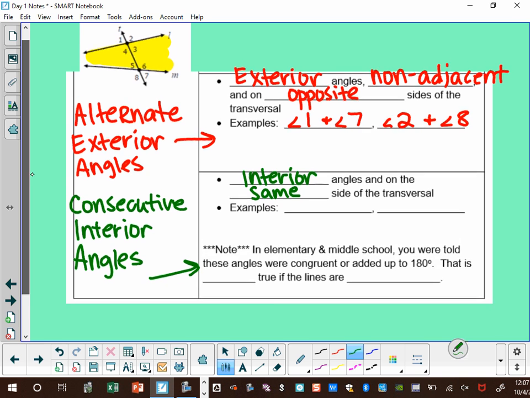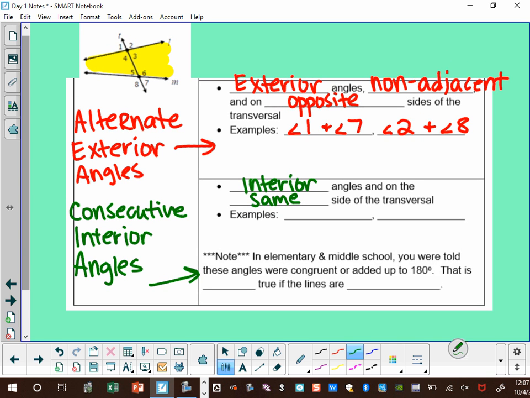Okay, look at your example. If it's interior, that means I only have a choice of 3, 4, 5, 6. You guys see that? Because that's on the inside. So consecutive interior angles means consecutive to 4 is going to be 5. They're on the same side of the transversal. They're both on the inside. So angle 4 and angle 5 are consecutive interior angles. What's consecutive interior to angle 3? Angle 6.